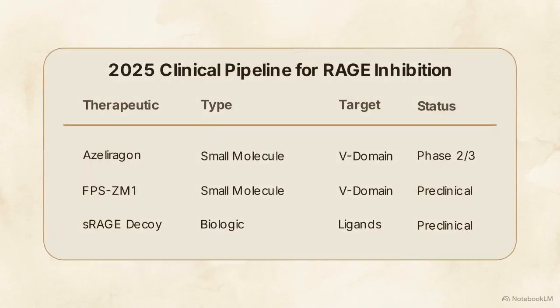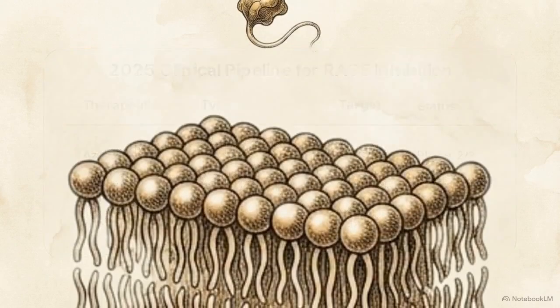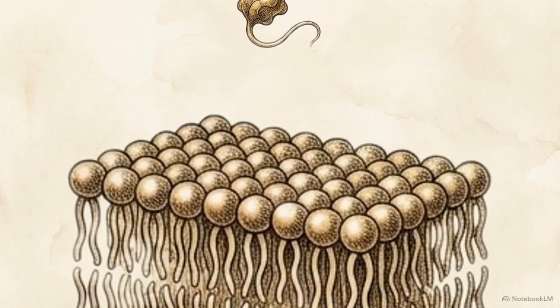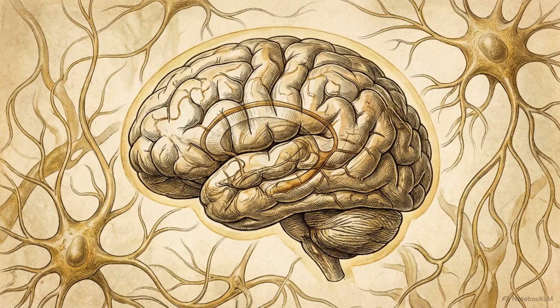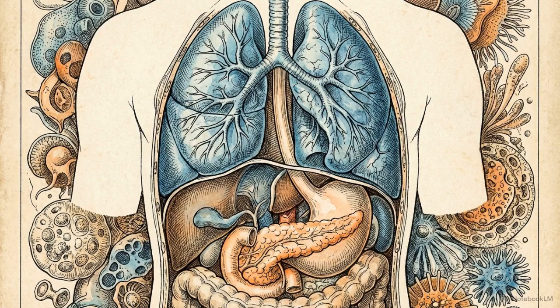This table maps the 2025 clinical pipeline for RAGE inhibition, detailing how therapeutics target specific receptor components. The leading small molecule antagonist, azeliragon, works by securely capping the V-type domain, physically blocking incoming ligands. Originally evaluated in Alzheimer's trials, its safety profile allows it to be repurposed. It is now tested to block ligand-mediated immune storms in COVID-19 and to suppress myeloid-derived suppressor cells in pancreatic cancer.